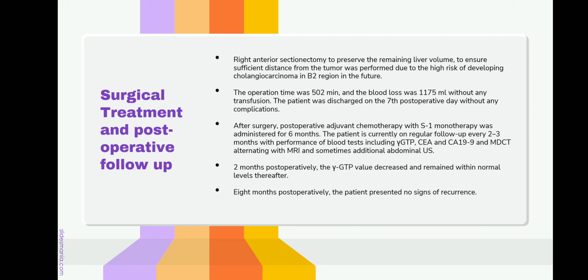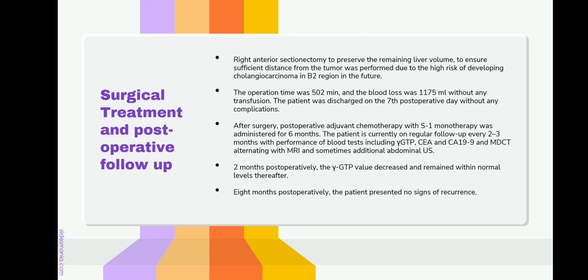Surgical treatment was done for this patient. Right anterior sectionectomy, to preserve the remaining liver volume and ensure sufficient distance from the tumor, was performed due to the high risk of developing cholangiocarcinoma in the B2 region in the future. The operation time was 502 minutes and the blood loss was 1175 ml without any transfusion. The patient was discharged on the seventh post-operative day without any complications.